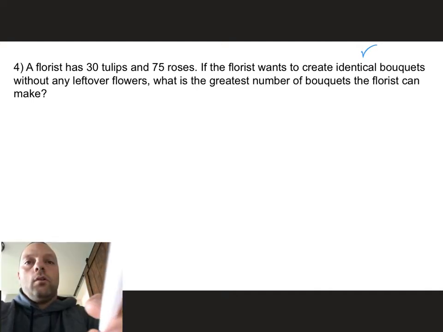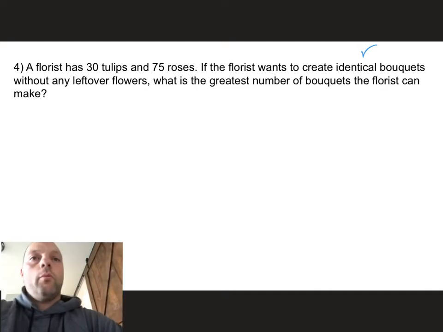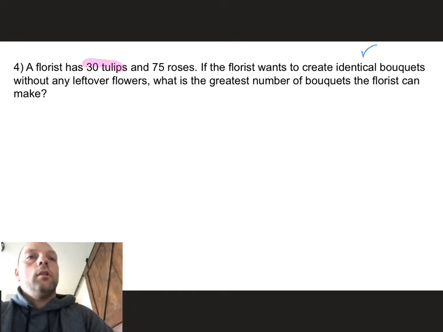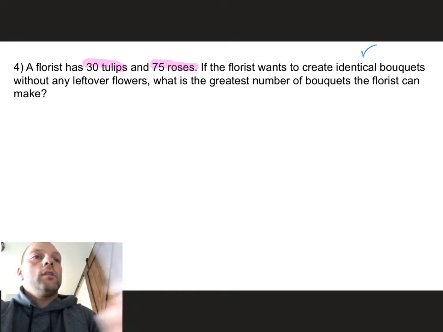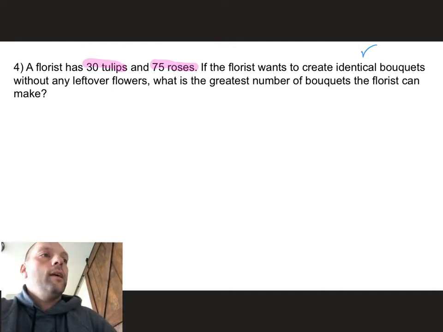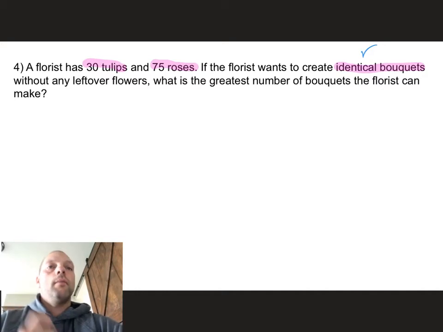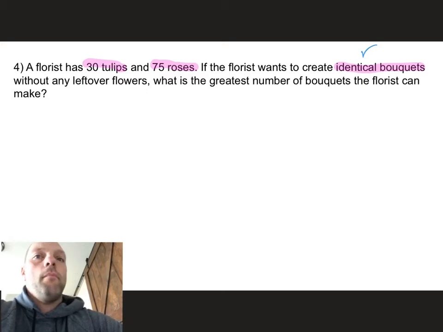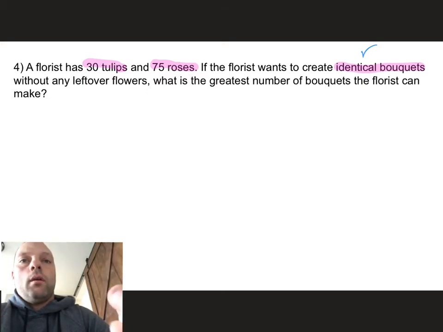Okay, so I'm going to read through this one more time and highlight some things. A florist has 30 tulips and 75 roses. So those are the flowers that they have total. If a florist wants to create identical bouquets without any leftover flowers, so that means they want to use the same number of tulips and the same number of roses, what is the greatest number of bouquets the florist can make?